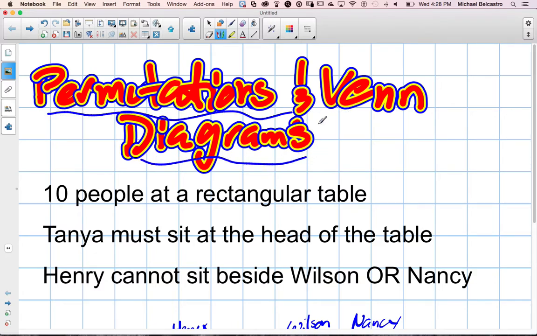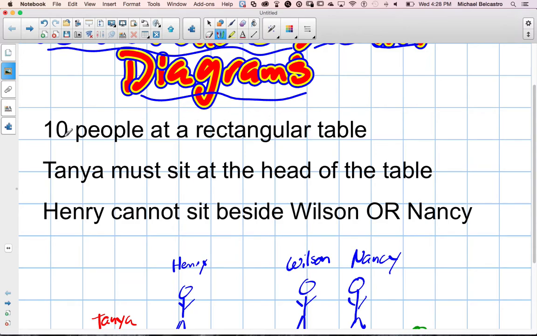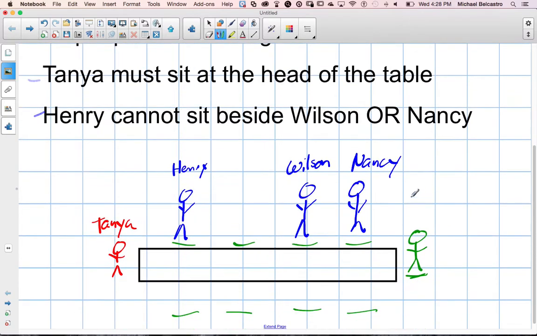Permutations and Venn diagrams. So this is somewhat of a complex question. We'll just take the major points here. There's 10 people at a rectangular table. Tanya must sit at the head of the table, and Henry cannot sit beside Wilson or Nancy. So we've kind of drawn it out.